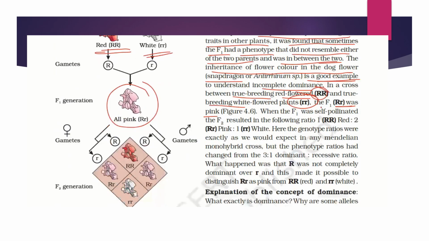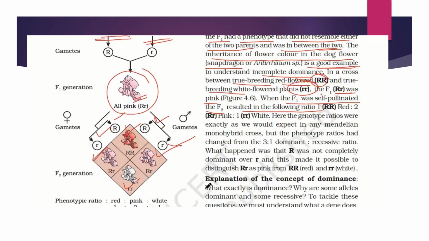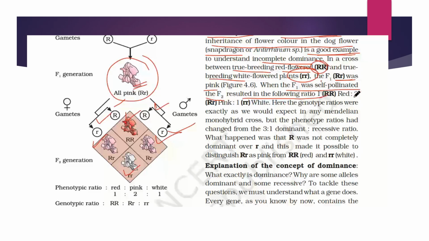Now what we did, then F1 was self-pollinated and F2 resulted in the following ratio. So this was self-pollinated. Okay, so Rr and Rr are the parents, male and female. So what happened in this cross, one is red, 2 are pink here and 1 is white. Okay, so the ratio here we find is 1:2:1, so that is the genotypic ratio we are finding here.